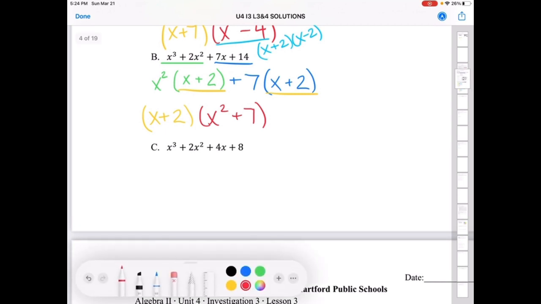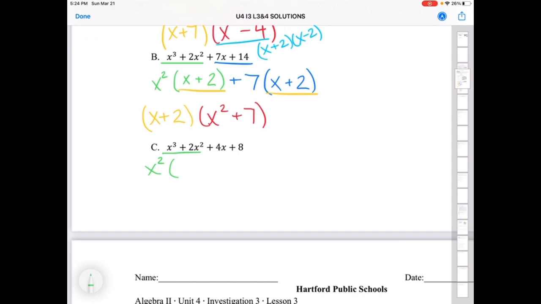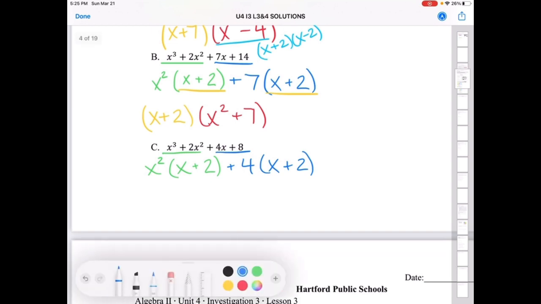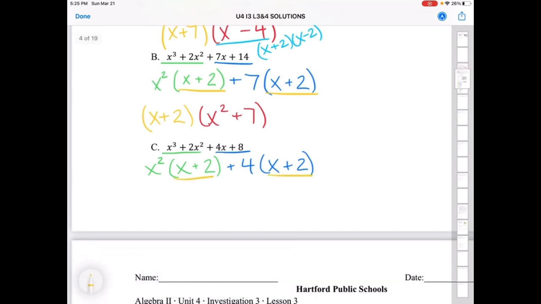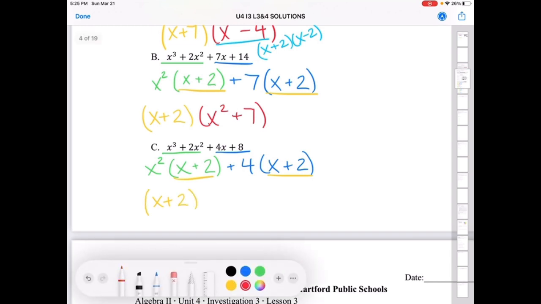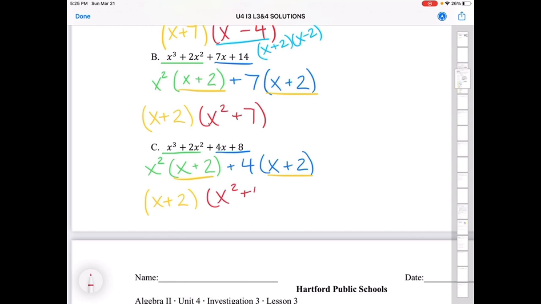Lastly, we have, again, we're going to start with green. We can factor out x squared from here. So x squared times x will give me that x to the third. X squared times 2 will give me that 2x squared. Now I'm going to change back to blue. I can factor out a 4. So in parentheses, I'm going to have x plus 2. And again, we're going to see that we have x plus 2 in common, so we can factor x plus 2 out. And we're going to be left with x squared plus 4, which we cannot factor further.